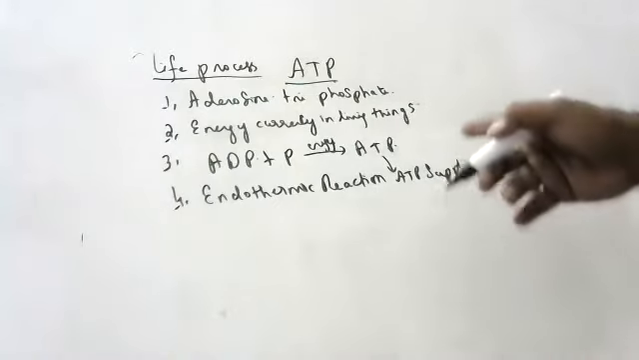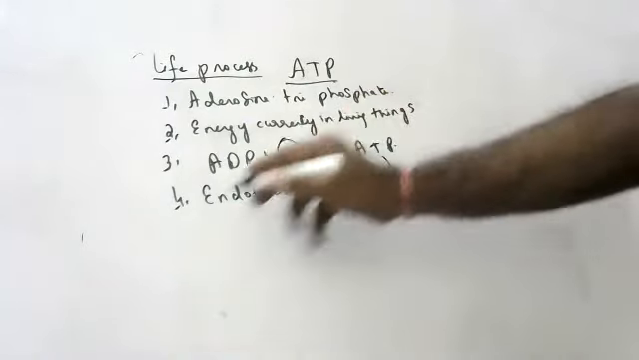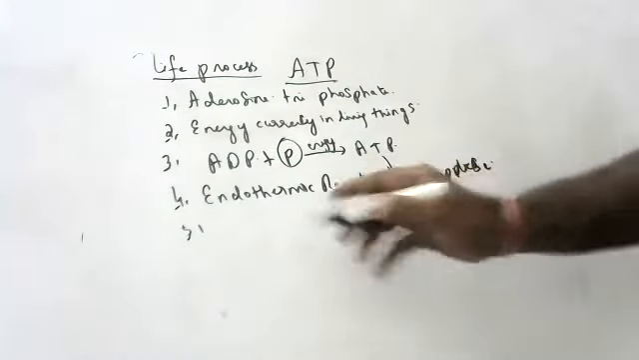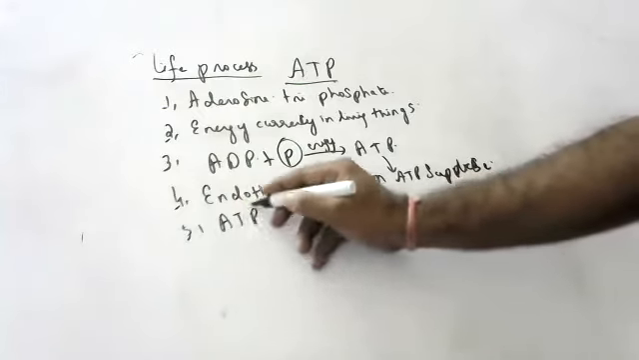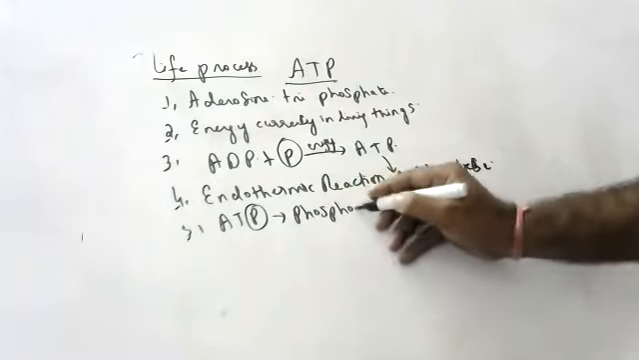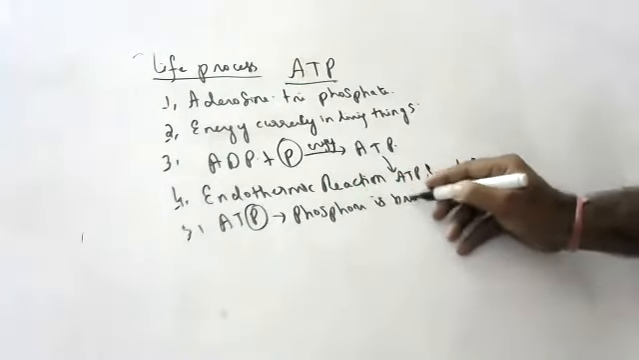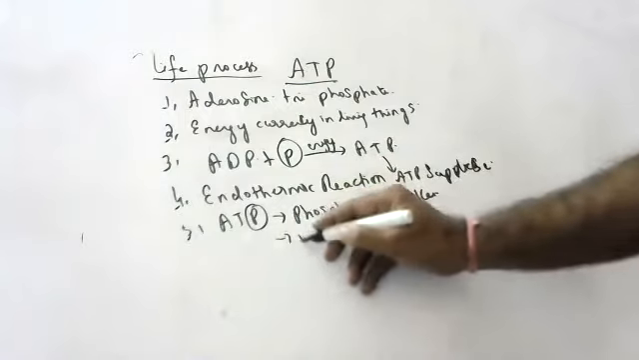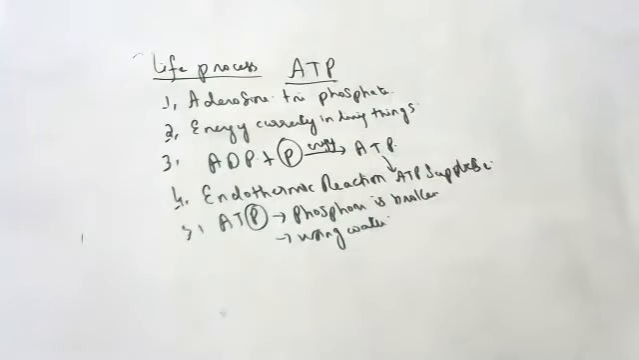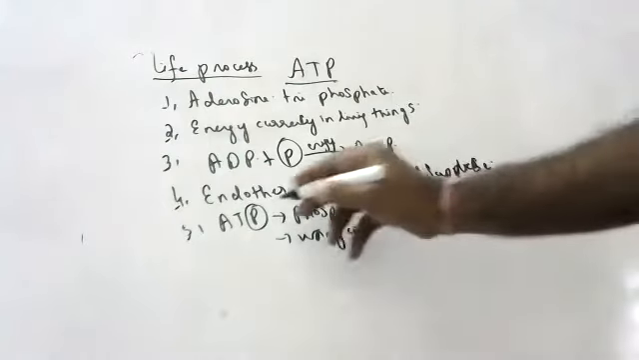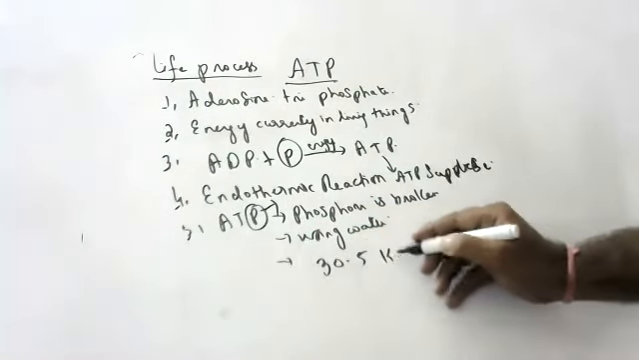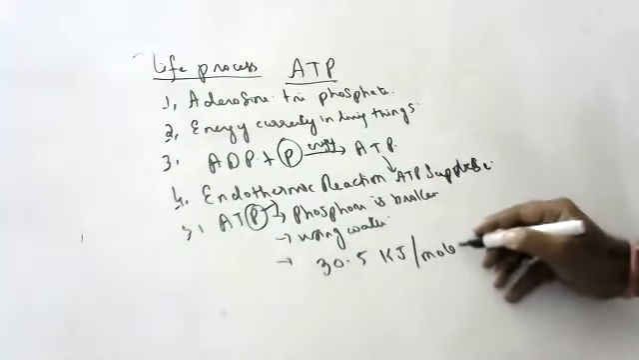When the terminal phosphate linkage in ATP is broken, this phosphate is broken to liberate energy. How is this phosphate broken? It is by using water that they will break the phosphate, children. Once you break this phosphate, how much energy is released? 30.5 kilojoules per mole is released.